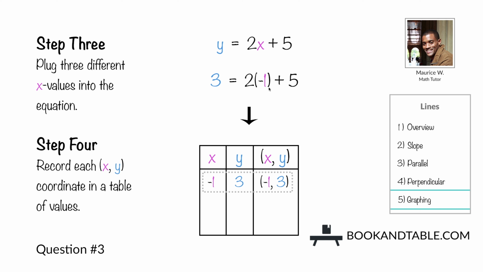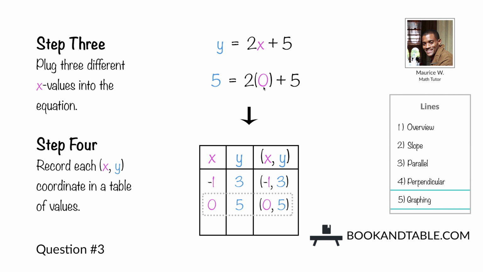Plug 3 different x values into the equation. So we'll plug in negative 1, 0, and 1, as we did previously. And step 4, we'll record each xy coordinate in a table of values. When we plug in negative 1 for x, 2 times negative 1 is negative 2, plus 5 will give you positive 3. So that gives you negative 1, 3 as your first point.